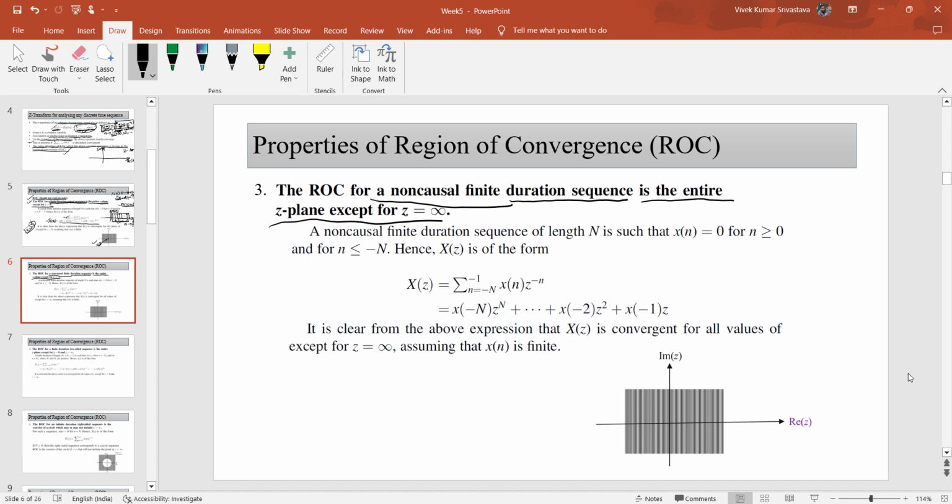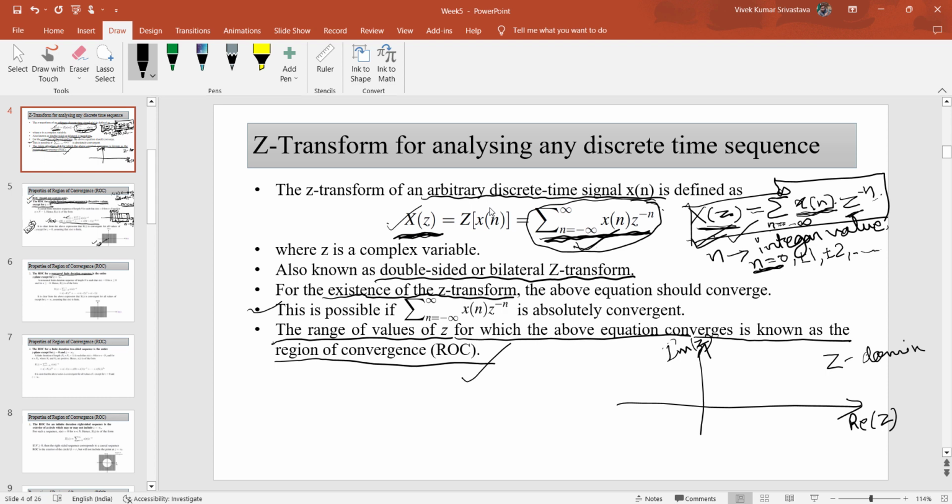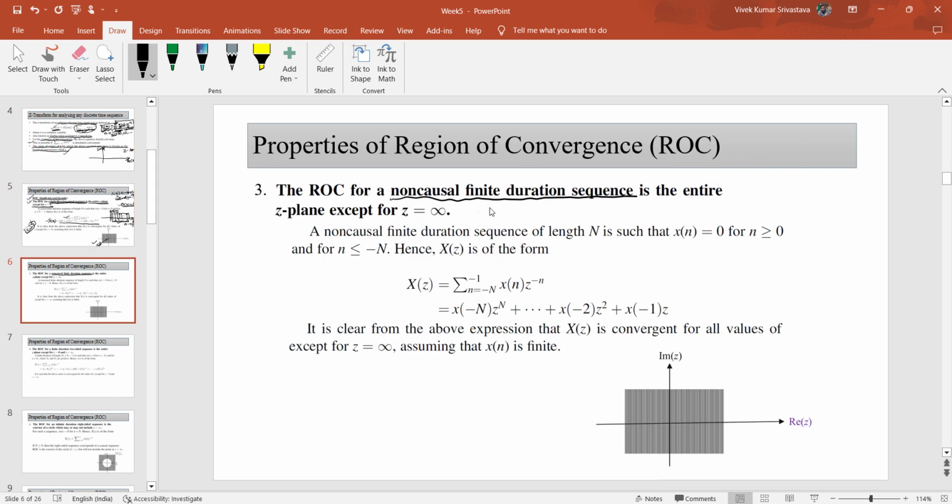Okay, so first of all we have to see what the non-causal finite duration sequence is. In the previous property we have seen that a finite duration causal sequence is a sequence that exists for positive values of n, and the finite values of n. Whereas this non-causal finite duration sequence is just the inverse of the finite duration causal sequence.